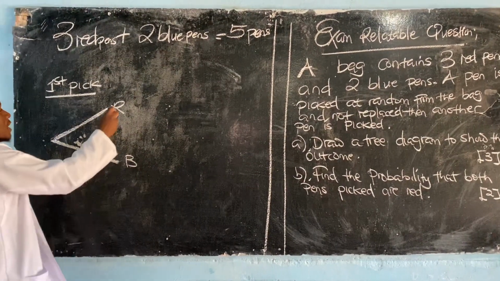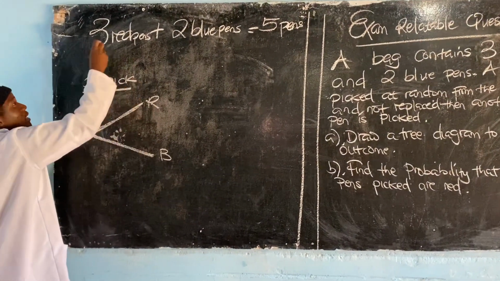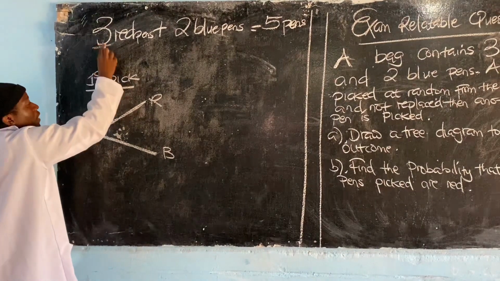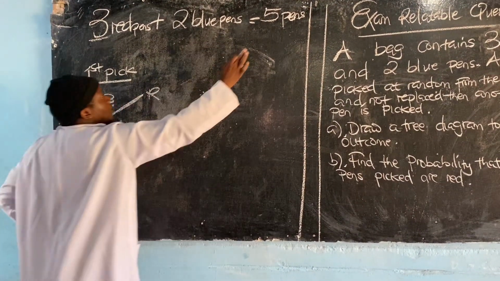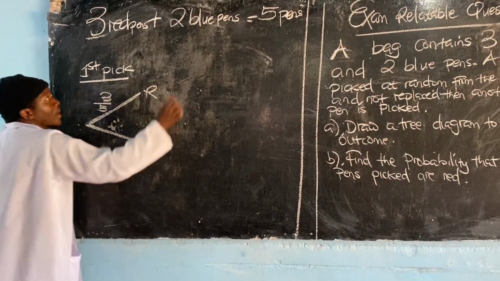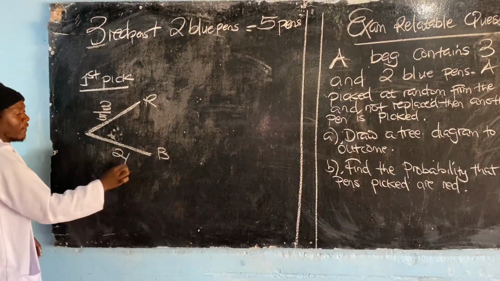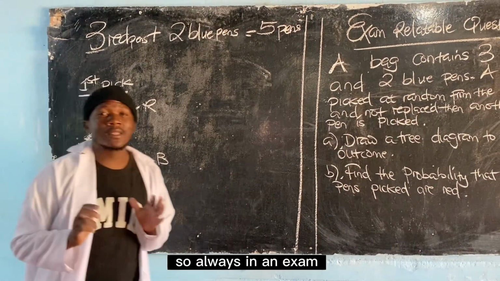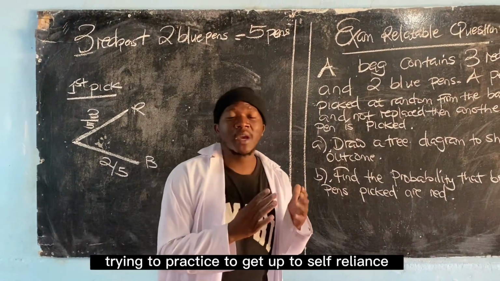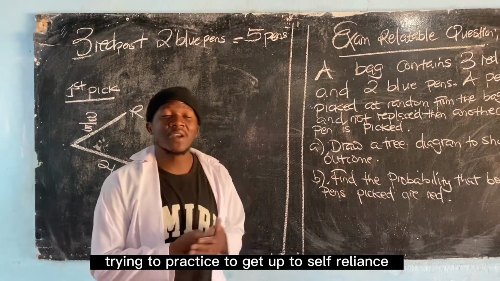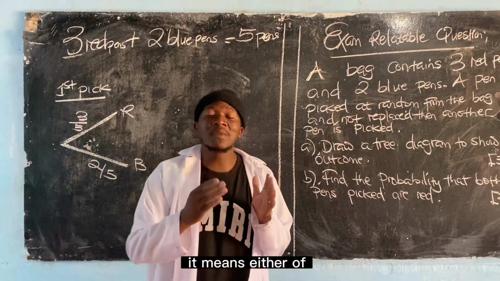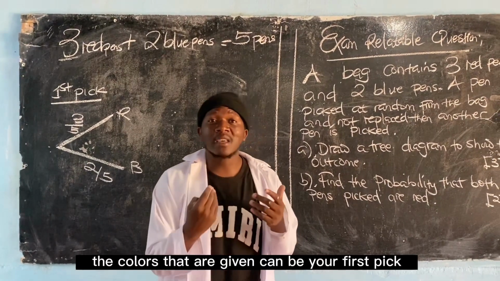So, to correspond with the numbers, for a pen to be picked from red, we're going to pick the number of red, which is 3, over the total, which was 5. So I'm going to say 3 over 5. Then on blue, how many were blue? 2. And then we say over 5. So always in an exam, or even when you're seated alone trying to practice to build self-reliance, you should ensure that on your first pick you don't affect any number. It means either of the colors that are given can be your first pick.